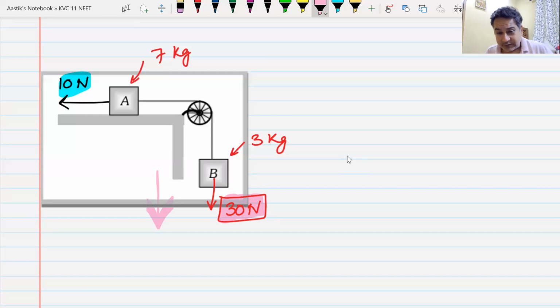Now I again ask you the same question. What is the acceleration of the blocks now? And I'll give you 2 minutes. If you understand the concept, you can tell me the answer. Tell me what is the acceleration of the blocks.